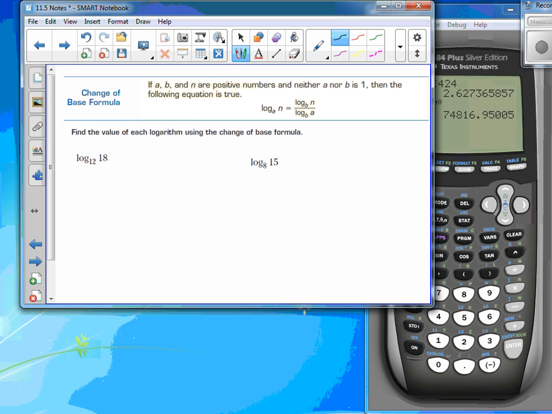It says you can take the log base something of some number and rewrite it with the same base, taking the log of the number divided by the log of the base. And in this case, we're going to use base 10 because that's easy. That's the first button we see on our calculator. So for example, if I want to find log base 12 of 18, instead of going to search for that button in the calculator, you can do log of 18 divided by log of 12. And these are both base 10.